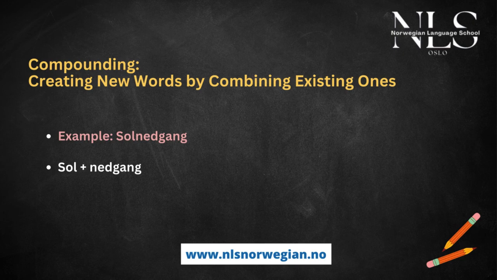Another fascinating example is solnedgang, sunset, combining sol, sun, and nedgang, descent. Sol means sun, the star at the center of our solar system. Nedgang means descent or decline. Solnedgang poetically describes the setting of the sun, a daily phenomenon that is often appreciated for its beauty. Watching the solnedgang is a popular activity in Norway, especially in the coastal areas where the horizon offers stunning views.